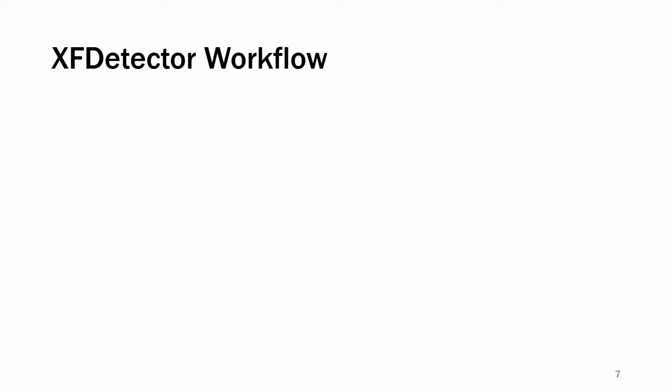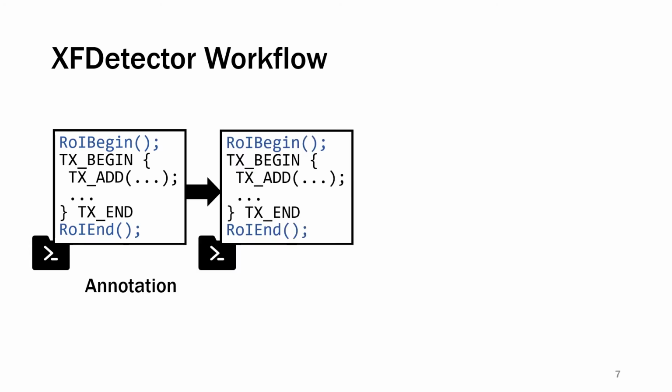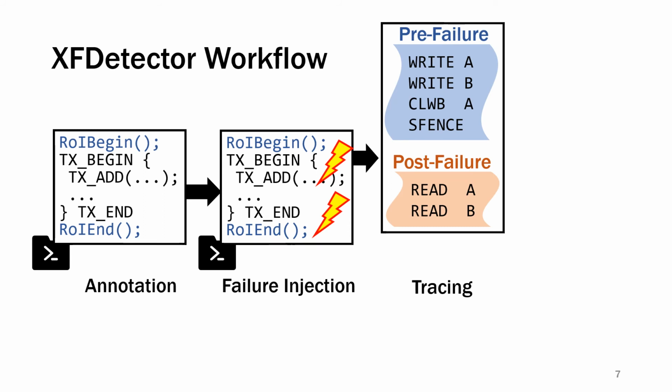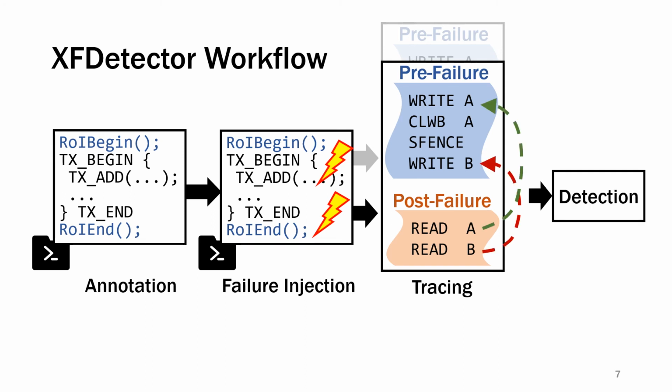To detect incorrect interactions across failure, we provide XFDetector. Here is the workflow. First, the annotated program is injected with failures by XFDetector. And for each failure point, XFDetector traces PM operations during both the pre- and post-failure stages. And then, XFDetector detects if there's any incorrect interactions across failure by checking if the post-failure stage is reading from inconsistent data left by the pre-failure stage.